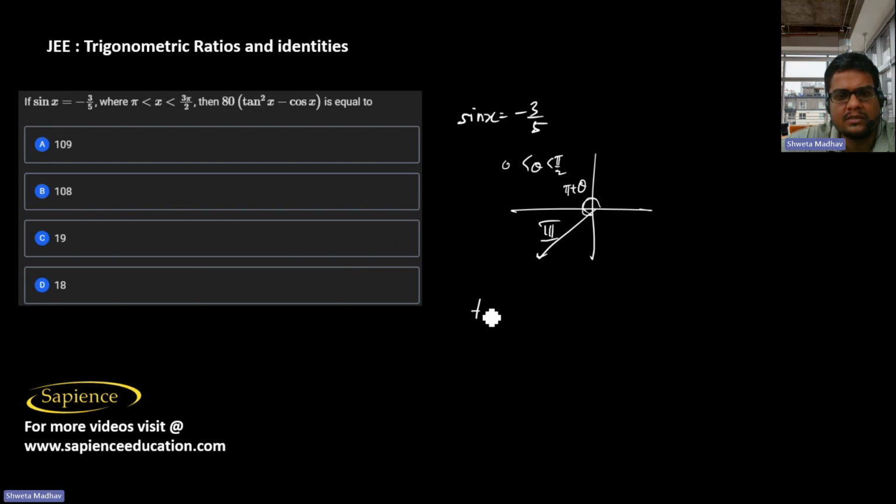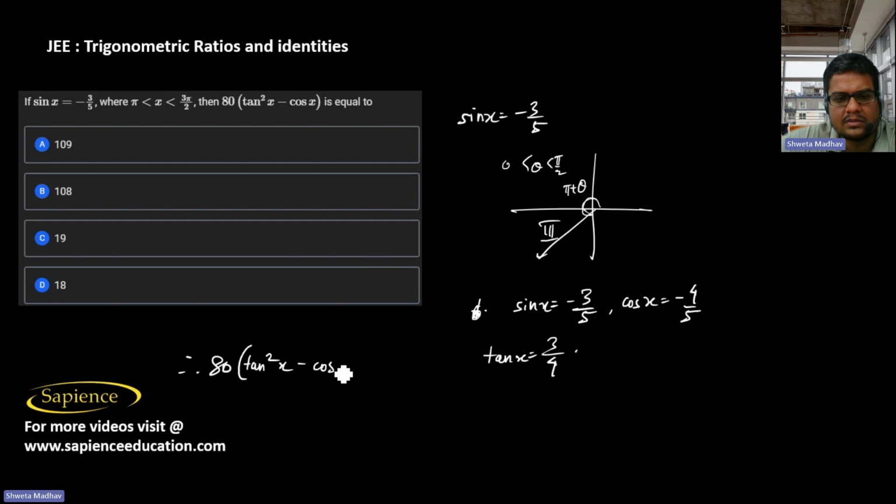So we can say that sin x will be minus 3 by 5, since sin is negative in the third quadrant, and cos is also negative in the third quadrant. So cos x will be minus 4 by 5, and tan x is positive, so it will be 3 by 4. Therefore 80 into tan square x minus cos x.